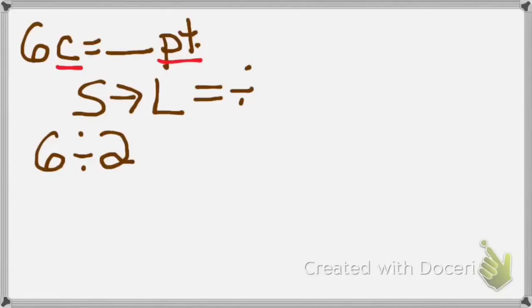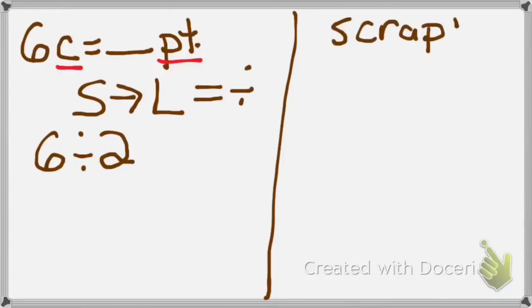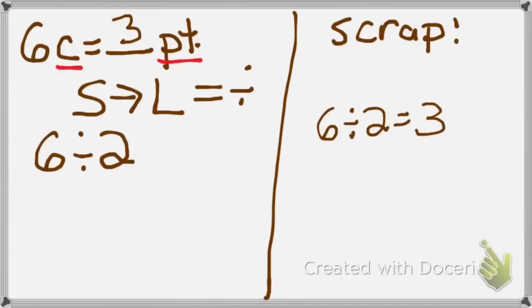So now I'm ready to solve, and this is a simple problem, but I do want to remind you not all of the problems will be simple, so you can always on the side use some scrap paper to find your final answer. In this case, again, this is simple. 6 divided by 2 I know equals 3, so 6 cups equals 3 pints.